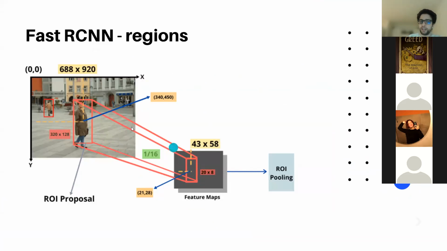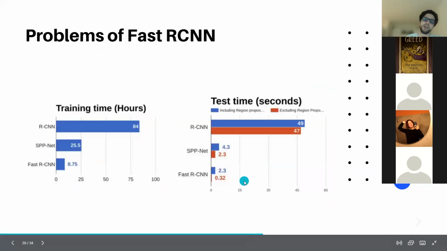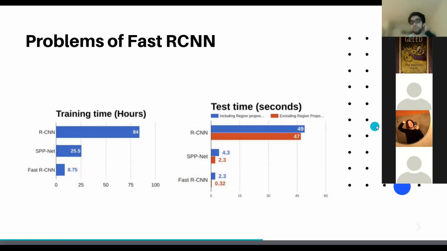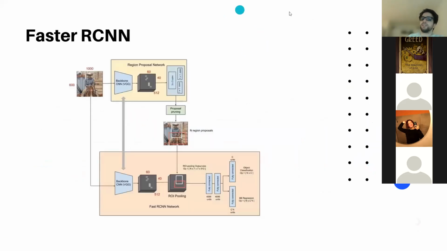Finding it is a very simple algorithm, as you can see. It's just mapping the basic coordinates from an image to the feature map. This allowed the model to be much faster. So this is a much faster model, as we can see in here, during training and during inference. But we can clearly see that the main time-consuming thing inside this algorithm is the selective search algorithm. So if we want to move forward and improve this algorithm, we must ditch the selective search algorithm. And this is why we have the faster RCNN architecture.